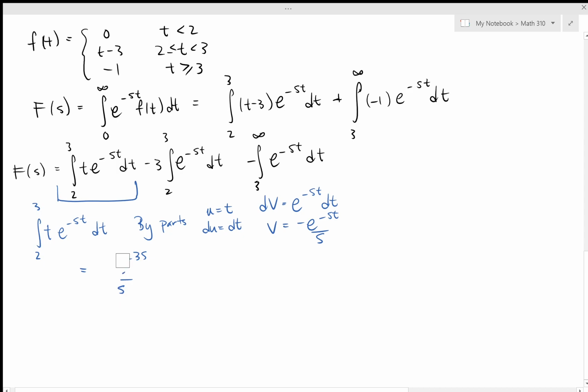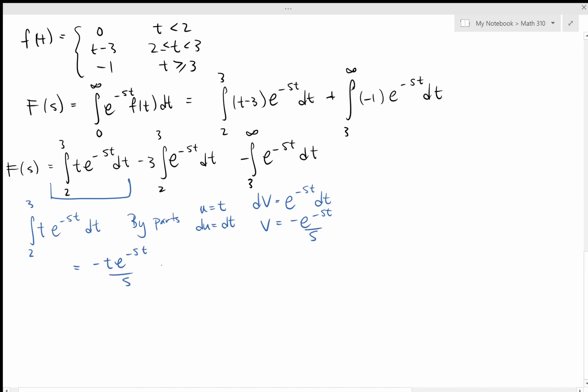Nope, let's try that again, sorry. That is going to be minus t e to the minus st over s, that is u times v evaluated at 2 and 3, and minus the integral of v du. V is negative, and v du is going to then be e to the minus st over s dt. Okay, and then I can keep going.